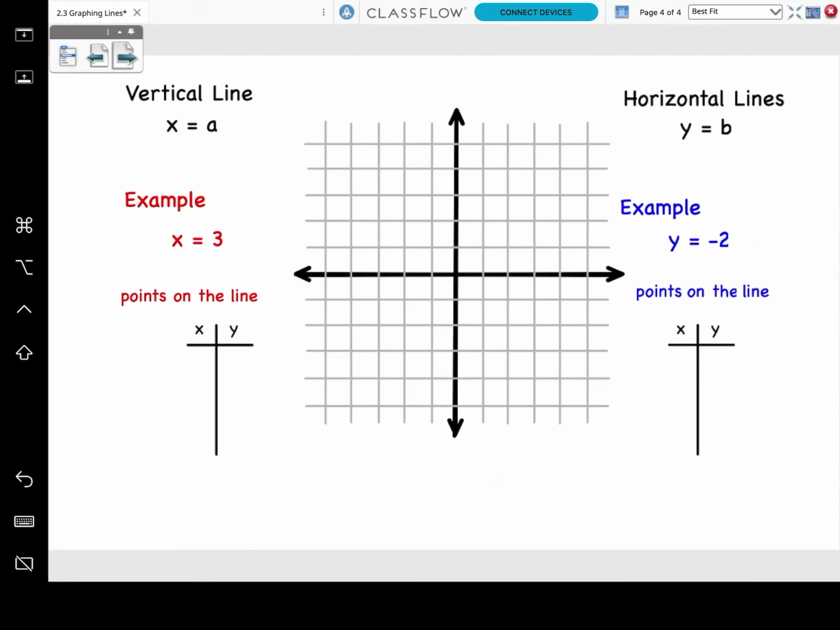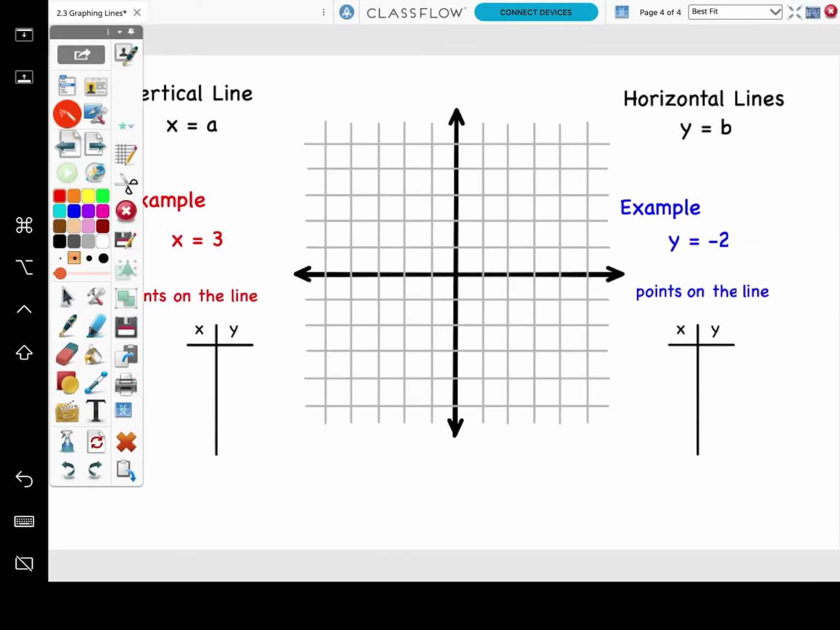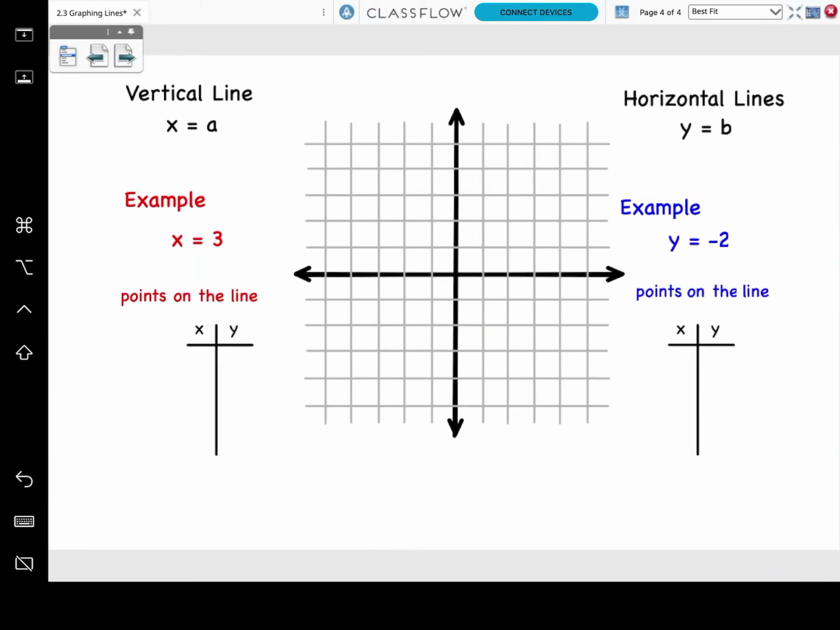Good. Okay, two very special lines that we just kind of want to memorize what they look like. A vertical line always is x equals a. Horizontal lines are always y equals b, so those are two things we kind of just want to know forever. So our example here in red, x equals 3. So points on the line, we can have (3, 0). We could have (3, 4). We could have (3, 17,000). Or (3, -2). Anything, y can be anything. Our only stipulation is that x has to be 3.